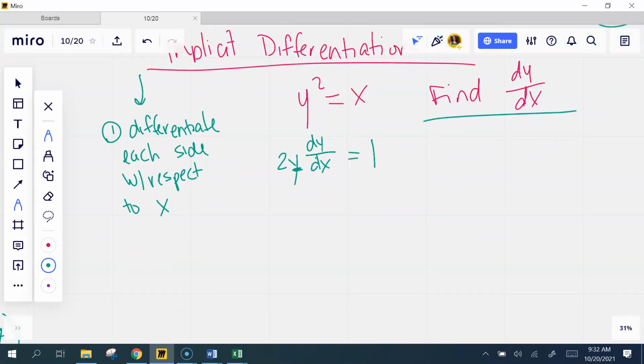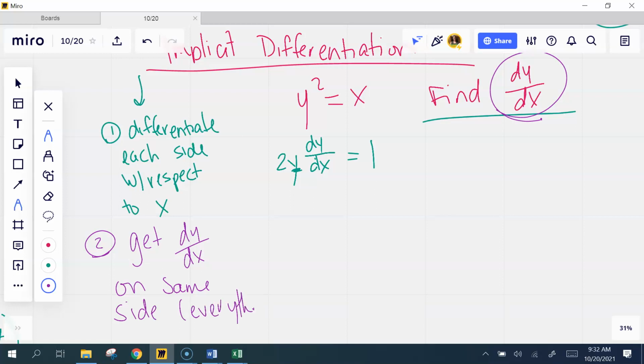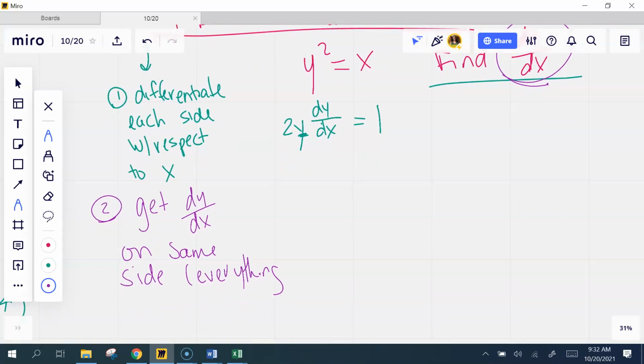Differentiate both sides. This is a super, super easy example that I'm walking through to start with, so I have to put some other steps in here that will apply to the others. Remember, I'm trying to find dy dx. So what I'm going to do next is get all the dy dx's on the same side. 2y dy dx equals 1. I took the derivative of both sides.